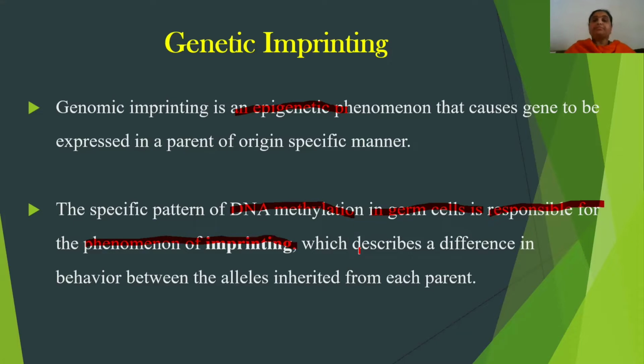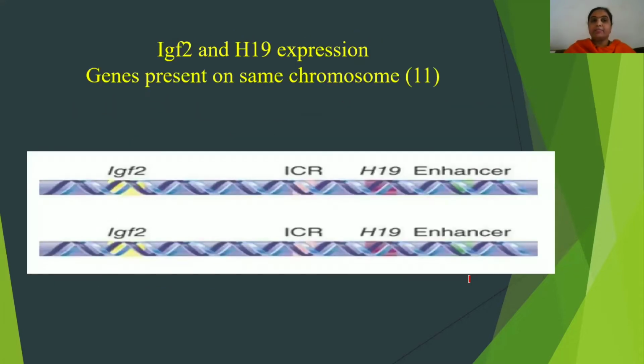And what does this describe? This describes the difference in behavior between the alleles inherited from each parent. What do you mean by this? To understand this line, let us take the example of two genes, IGF2 and H19. These two genes are present on the same chromosome, chromosome number 11, and these genes have a single enhancer. That is, for the expression of H19 and IGF2, a single enhancer is going to be used.